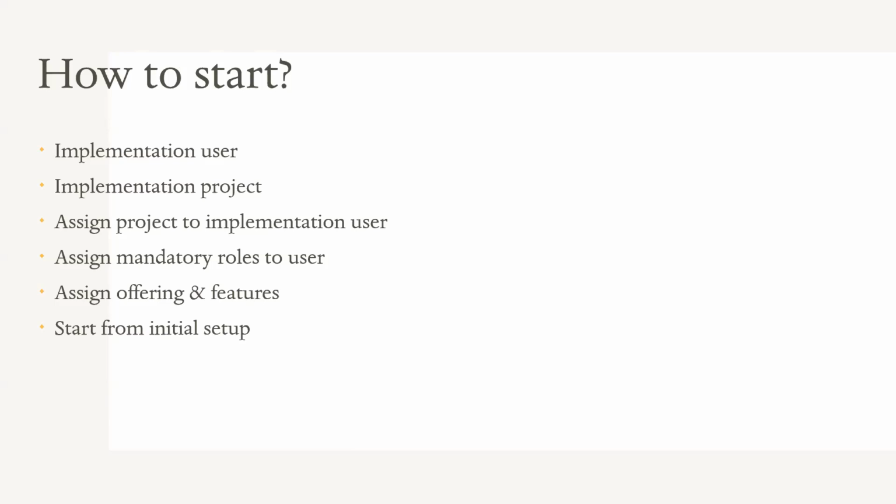Okay. So these are the basic steps that we will have to do before starting any configuration. Basically, we will have to create the implementation user, and then we have the implementation project. Let's take Honeywell as an example. We will create a project called Honeywell implementation, and we will assign the particular offerings to this project.